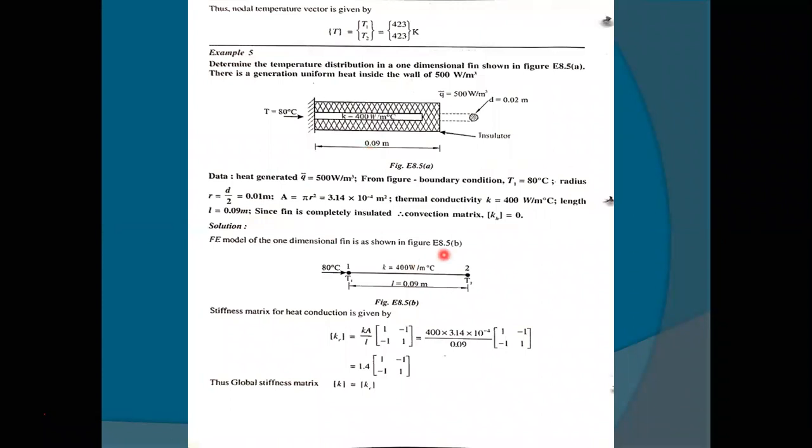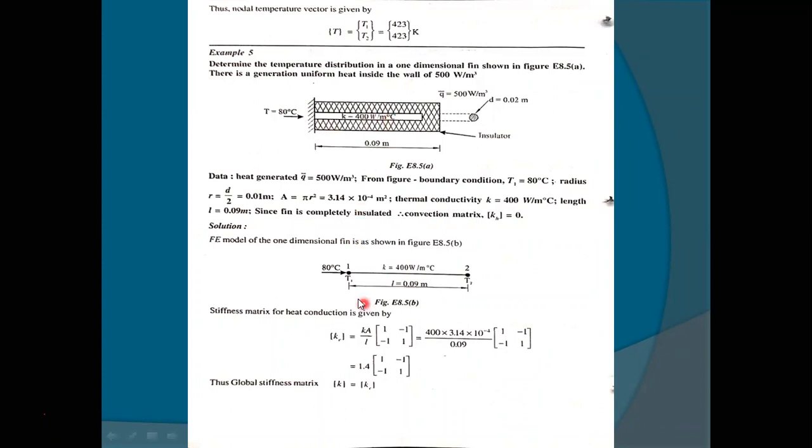So you can see here, since the fin is completely insulated, the convection matrix KH is equal to 0. The fin is not subjected to surrounding temperature. Therefore there is no convection. Therefore KH is equal to 0. So the remaining is the same procedure. Now we are going to convert the given problem into an FEM model.